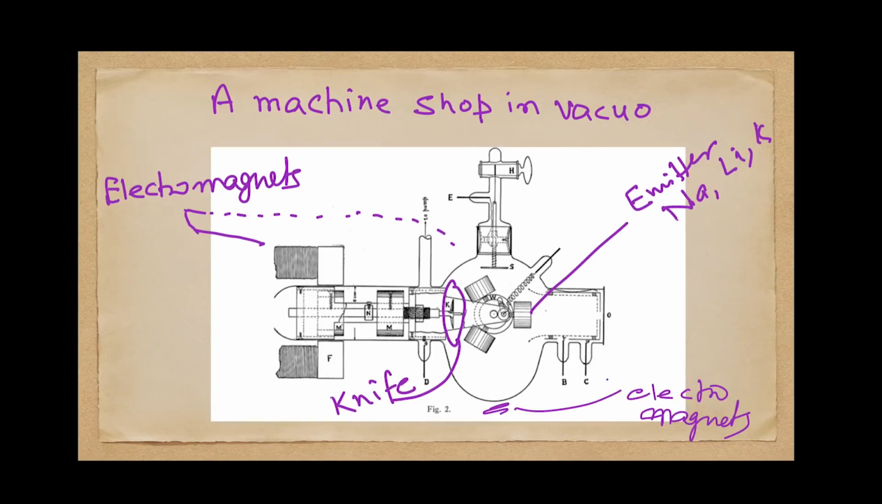Here on the right side you see the emitter: sodium, lithium and potassium. There are three cylinders mounted on a wheel. One is of sodium, one is of lithium, and another is potassium. He worked with sodium and lithium and not with potassium, though he had planned to. This wheel can be rotated to bring the desired cylinder in front of the light source. The cylinder on the right, which I have marked as the emitter, is in the right position. The light will come from the right and fall on its surface.